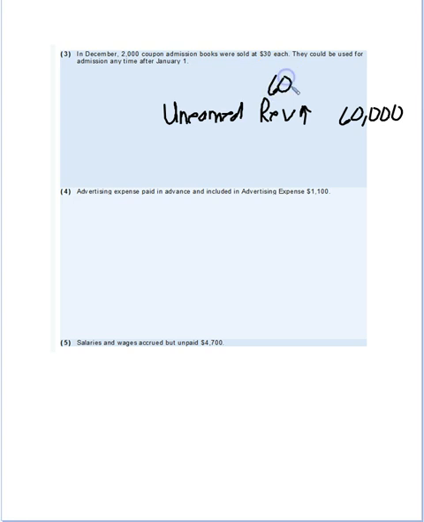Now, for the debit, figuring that out, well, it went in revenue, so we need to take it out of the revenue account. So I'm going to debit admissions revenue to reduce it and take it out of there.